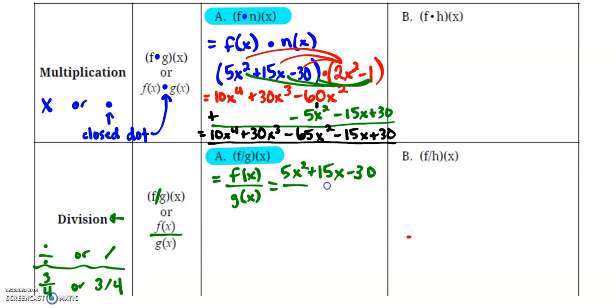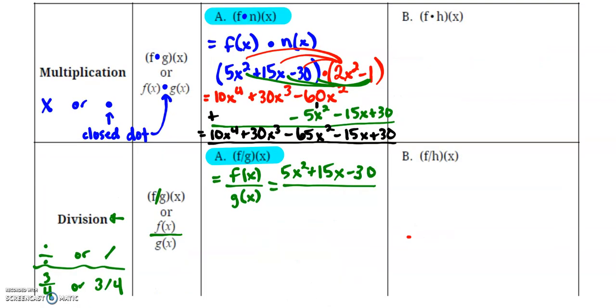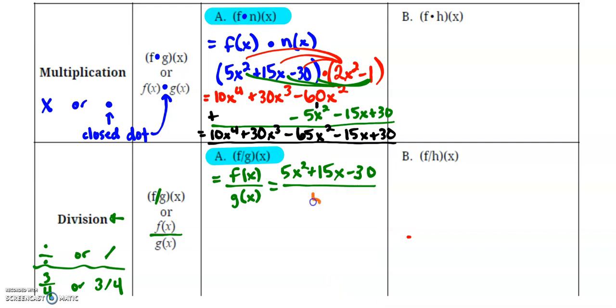Okay, so I've rewritten f of x, and then I'm going to go back for a second to look at g of x, which is just 5x. Okay. And now in this case, what we're going to do is simplify this a little bit because we can. So we can take 5x squared and divide it by 5x.